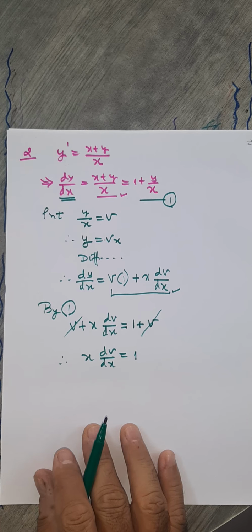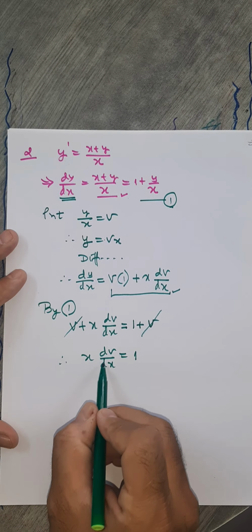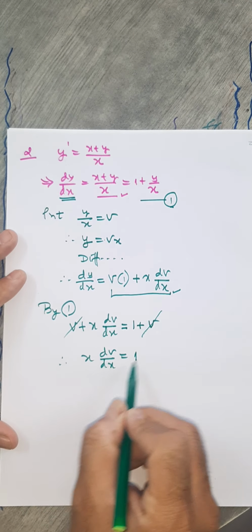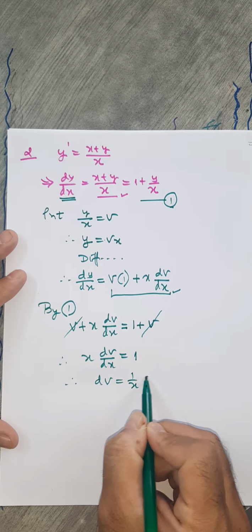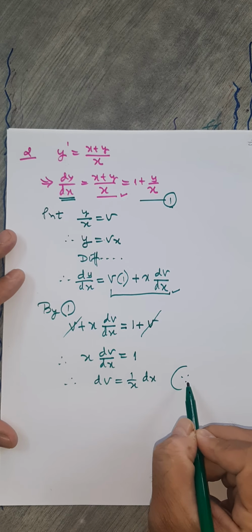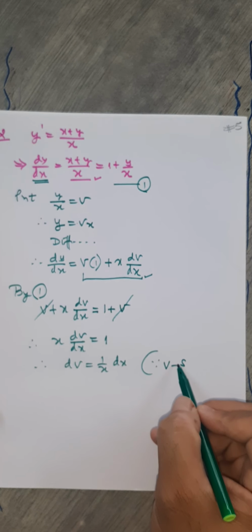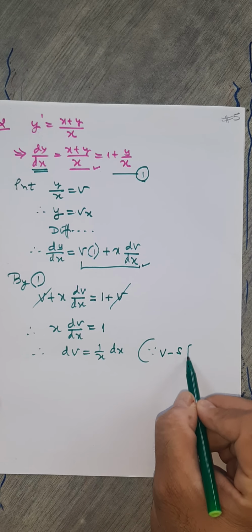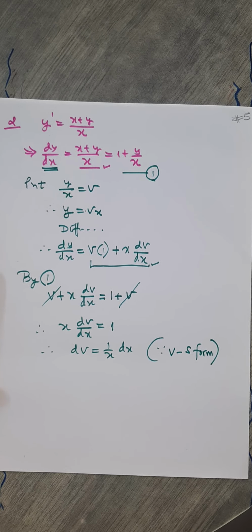Now next step. What is the next step? Solve further by which method? You know, variable separable form. Now this much you need to take on the right hand side. So here dv equals 1 upon x dx, remember. This is which form? This is nothing but variable separable form. This is simply variable separable form.